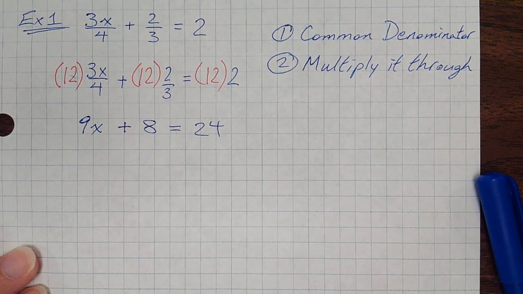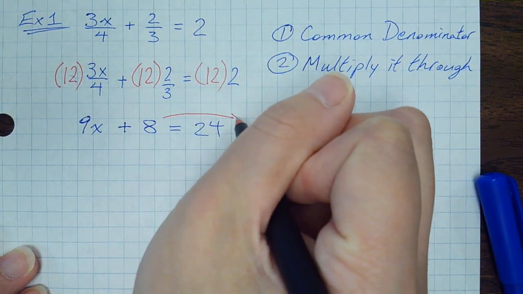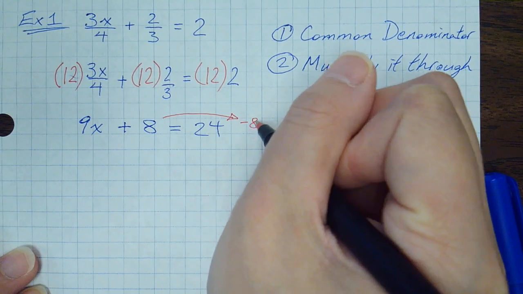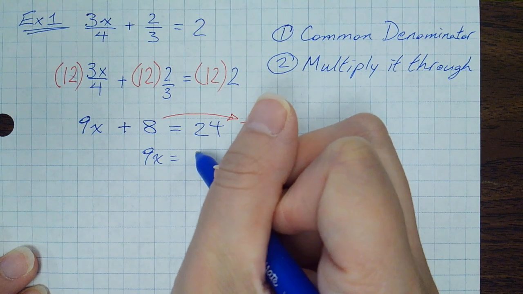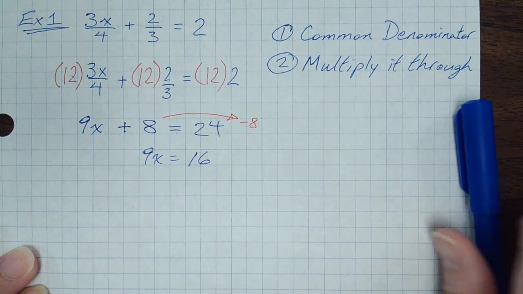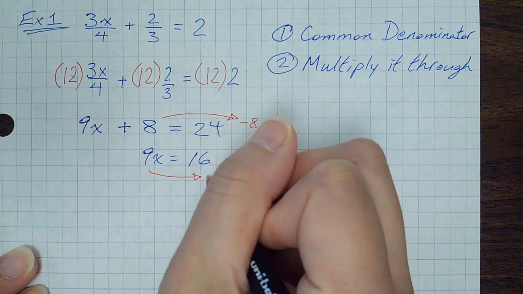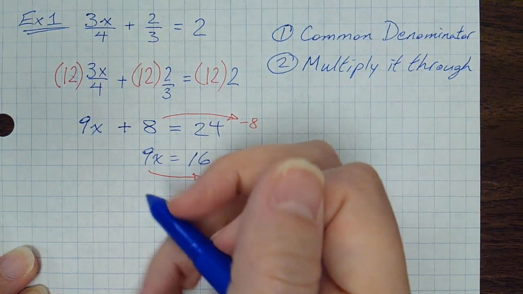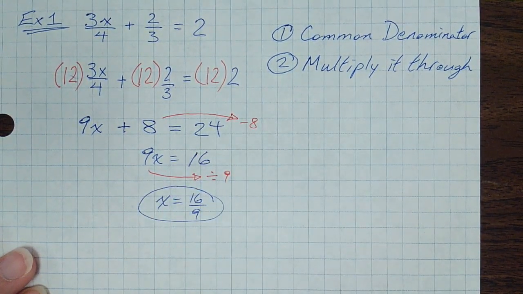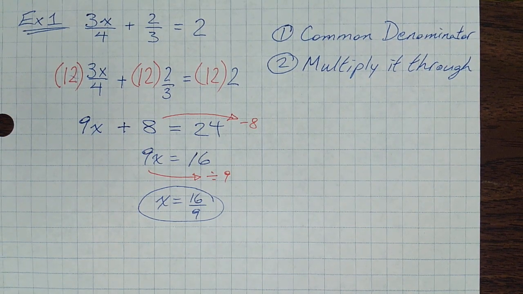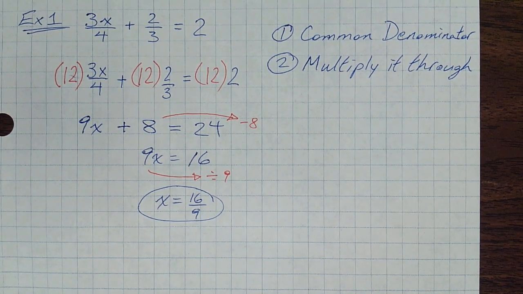Okay, so now just like how we solved the previous one, move the 8 over by subtracting 8. So we get 9x equals 16, and then divide by the 9. Okay, so my final answer, x equals 16 over 9. Leave it as a fraction. Your math teacher always likes fractions more than decimals. Okay. So that wasn't so bad.